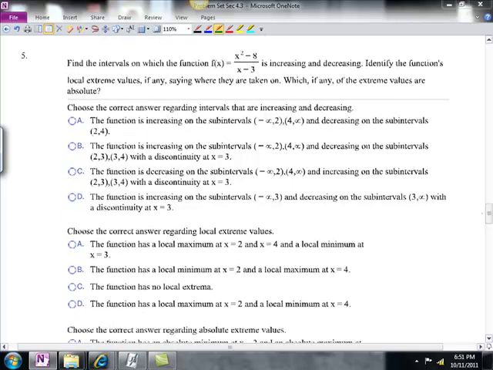All right, this is a good one. And by good, I mean fun. All right, what do we have here that we're going to have to take the derivative of? Quotient, okay? X squared minus 8 over x minus 3. That's our original f of x. So you're going to go ahead and take the derivative, set it equal to 0, and see what we get.